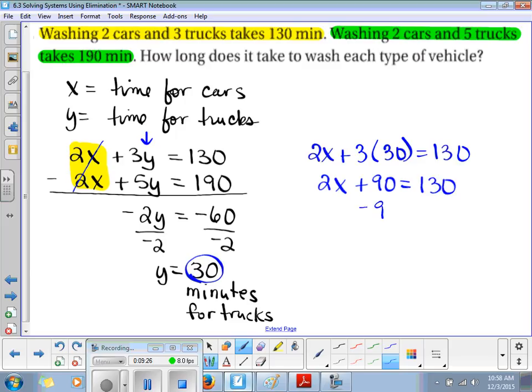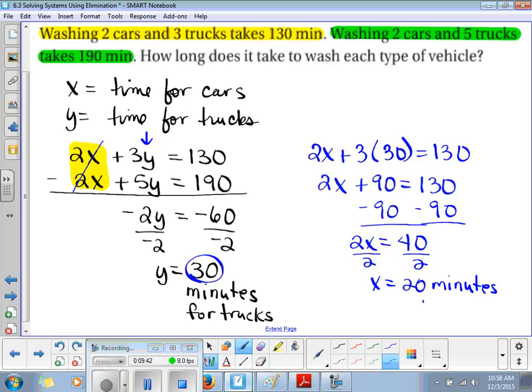Subtract 90 on both sides. So 2x is equal to 40. Divide by 2. And x equals 24 cars. Good. 20 minutes for the cars. And there you have it.